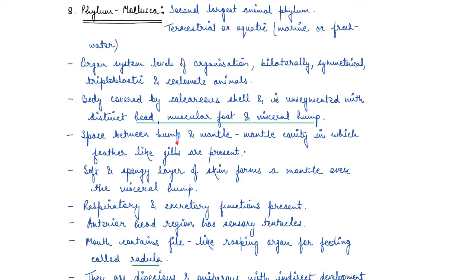Now the space between hump and mantle is called the mantle cavity, in which feather-like gills are present. So what is present in the space between hump and mantle? Feather-like gills are present. Okay, then they have a soft and spongy layer of skin that forms a mantle over the visceral hump.